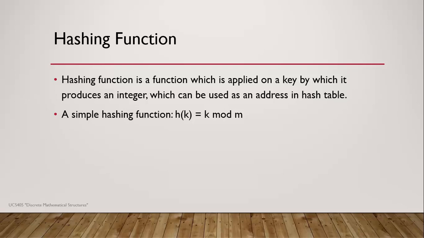So a hashing function is any function which, when applied on a key, produces an integer result, and that integer result can be used as an index in the hash table. You can have any function as a hashing function. The simplest example of a hashing function is h(k) = k mod m, where k is the key on which you want to apply the hash function and m is the table size.